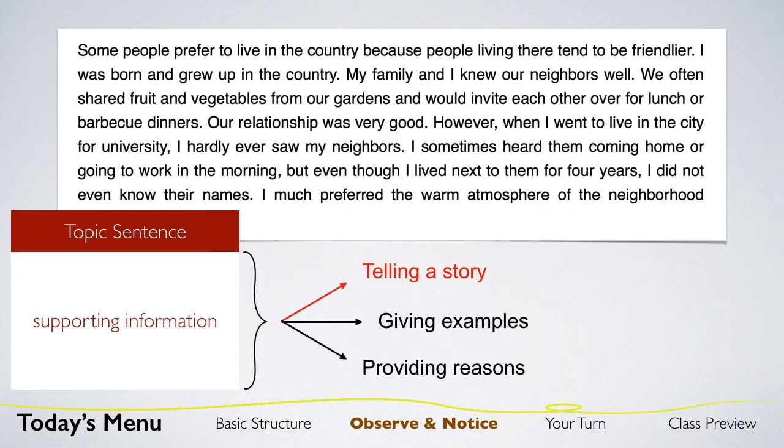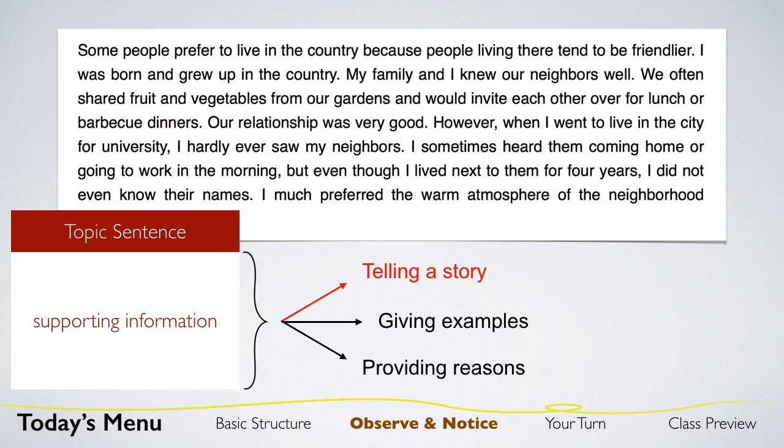In the first paragraph of the body, we're going to see how telling a story can be a good way of supporting the topic sentence. The first thing we need to do is check the topic sentence. It appears that this paragraph is about the friendliness of people. If you have a quick read through, you'll notice that it is indeed about that.